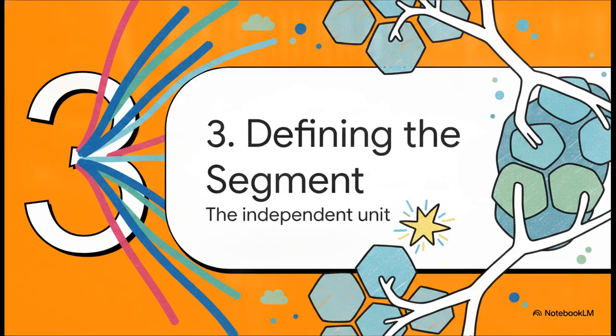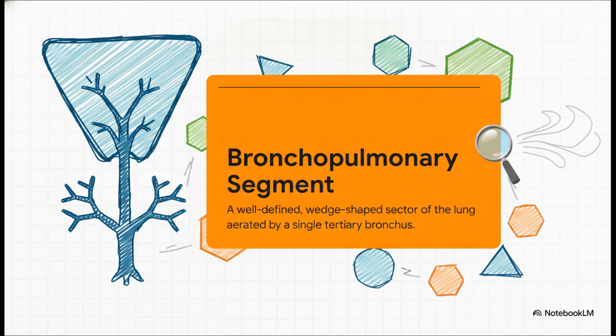Which brings us to Section 3, defining the segment. So here is the absolutely crucial takeaway. A bronchopulmonary segment is a completely independent functional unit of the lung. It is a very well-defined wedge-shaped sector that gets all its air from its very own dedicated tertiary bronchus. It's not just some random chunk of tissue. It is a highly specific, engineered compartment.